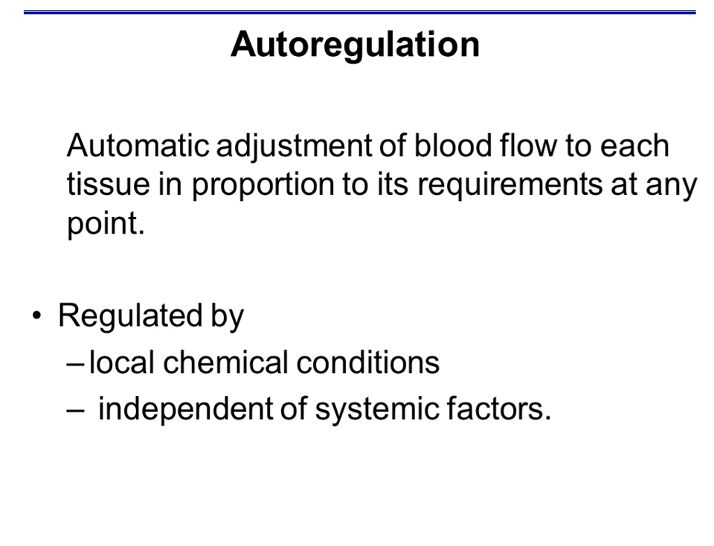All right, so autoregulation is an automatic adjustment of blood flow to each tissue in proportion to its requirements at any point in time. So it's the ability of an arteriole moving through a tissue and organ to self-constrict or self-dilate in response to local chemical conditions. And this is happening outside of that whole sympathetic nervous system. It's a blood vessel understanding the environment it's running through and changing itself because of that environment.